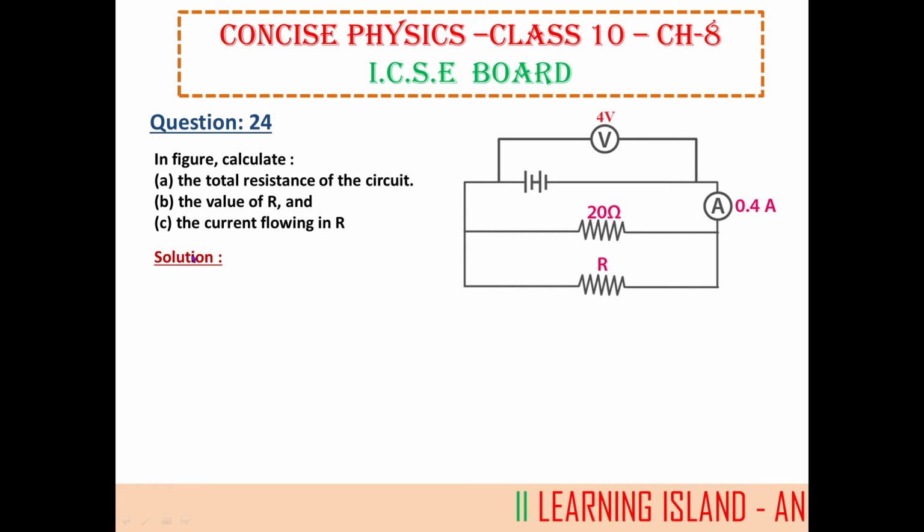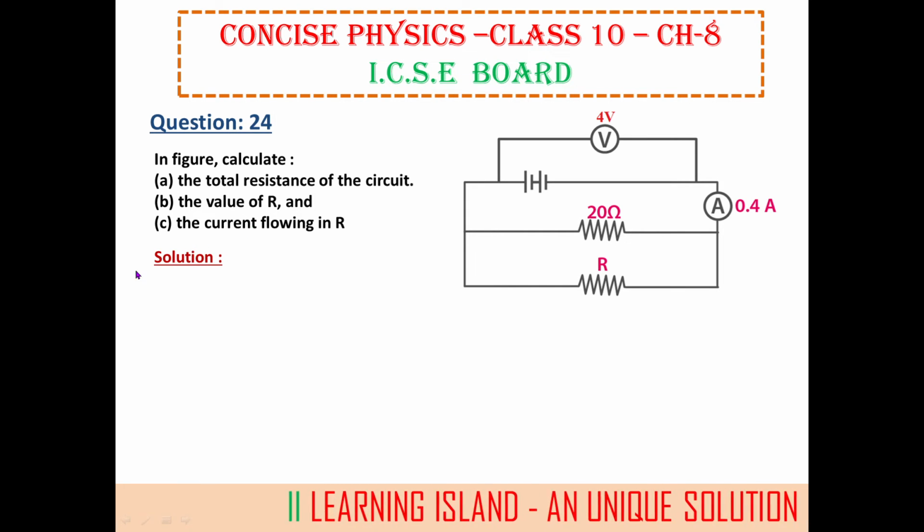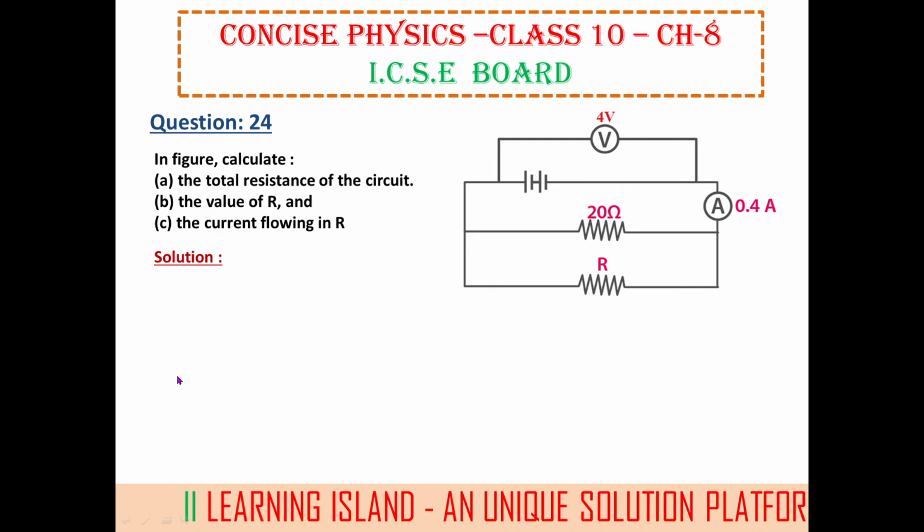In the figure, calculate the total resistance of the circuit. So first of all, we can go step by step. So here you see the total resistance. Here this is 200, this is R, this is the current. So here two resistors are connected in parallel, but we don't know the value of R. So to calculate the equivalent resistance of the circuit, we need to find out the value of R, which will be the answer of second question, B.